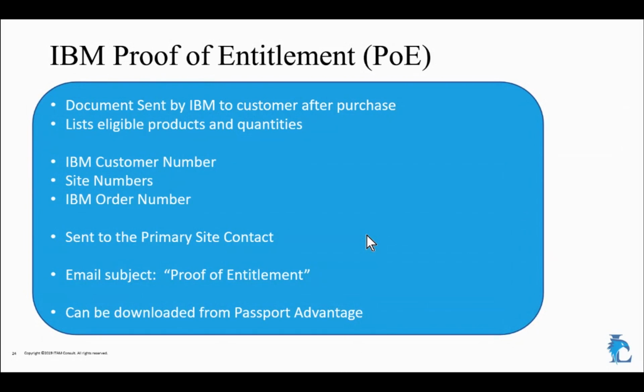It is usually emailed, literally with the title Proof of Entitlement, to the primary site contact. But don't worry if you haven't been that person with the email. It is also stored going back forever on the Password Advantage site. And it will contain the customer number, the site numbers, and the order number.